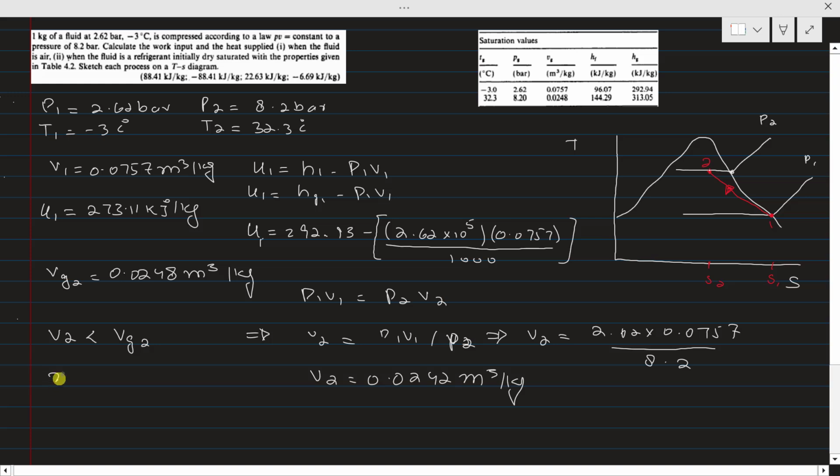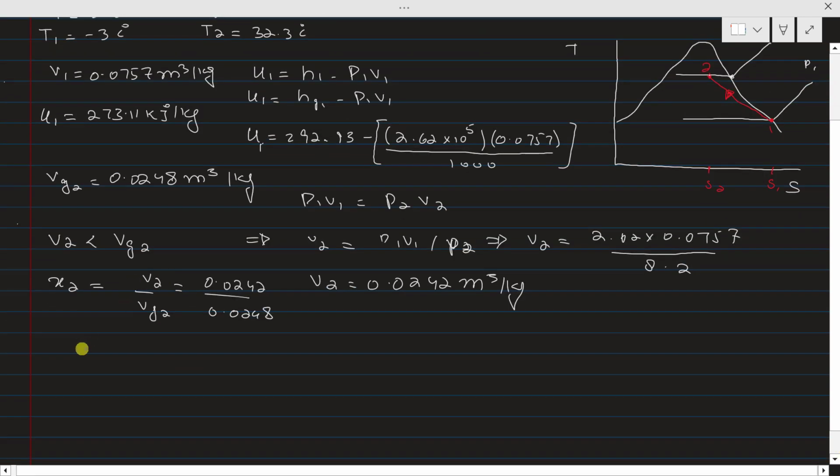So now to find the dryness fraction, this x2 will be equal to V2 divided by Vg2. So what is V2? V2 is 0.0242 divided by 0.0248. Upon simplifications, you will get its value, the x2, that is equal to 0.975.